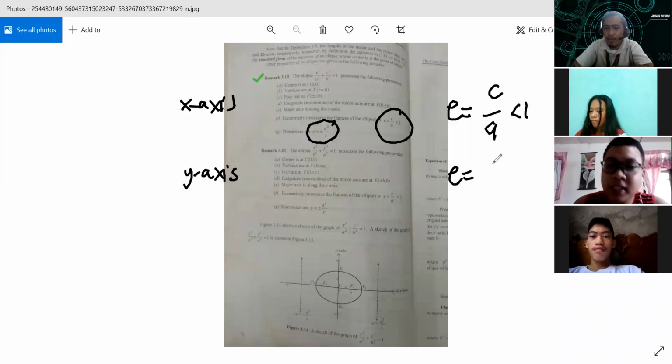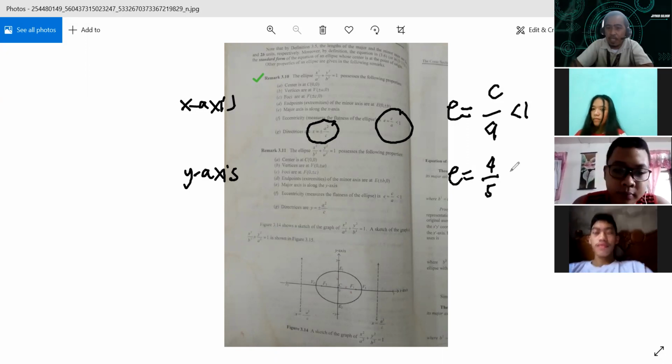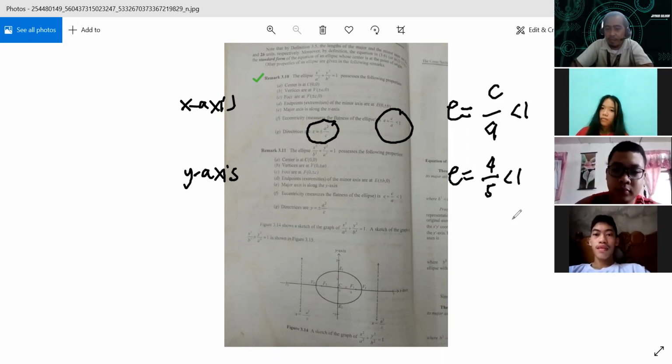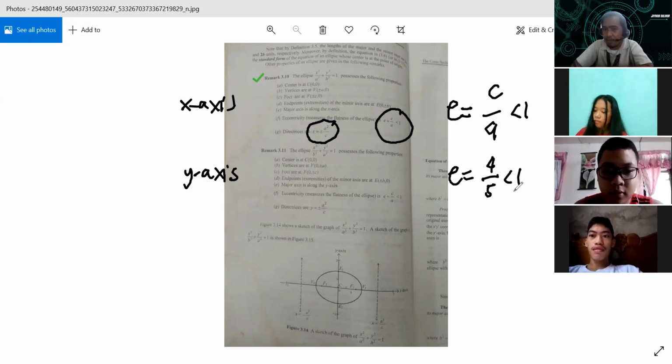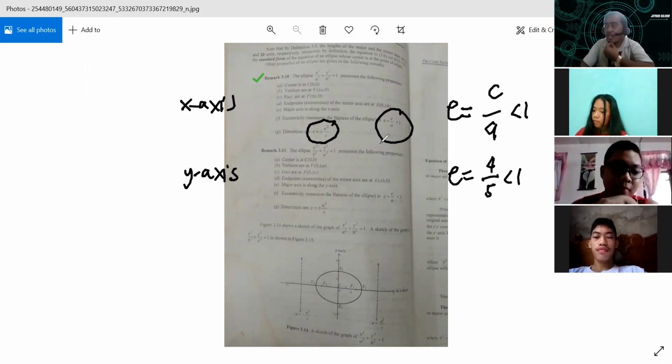What was our c earlier, class? 4, sir. Positive, negative 4. And a is 5, right? 5, sir. So is it less than 1? 4 over 5 is less than 1, right? Yes, it is a proper fraction, since the numerator is smaller. It is 0.8, sir. Yes.